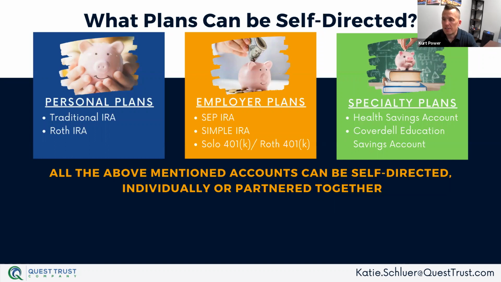Coverdale Education Savings Account. This is something that people can use for their children. They can begin funding at the day the child is born until the day they turn 18. It's different than the 529 plan for a few different reasons. Number one, this account can be self-directed. You can purchase real estate with a Coverdale education account. Two, you get to use that money right now.